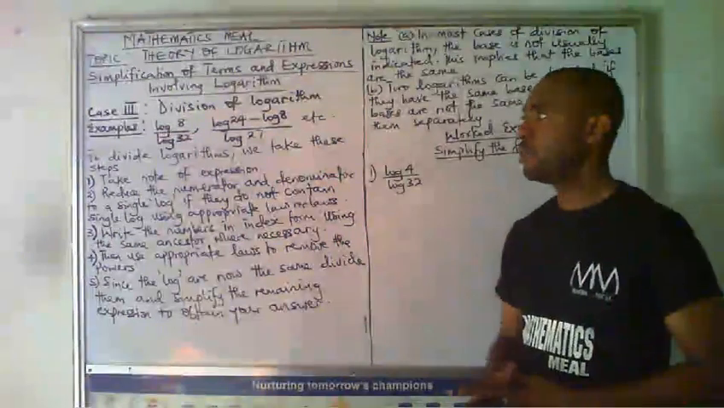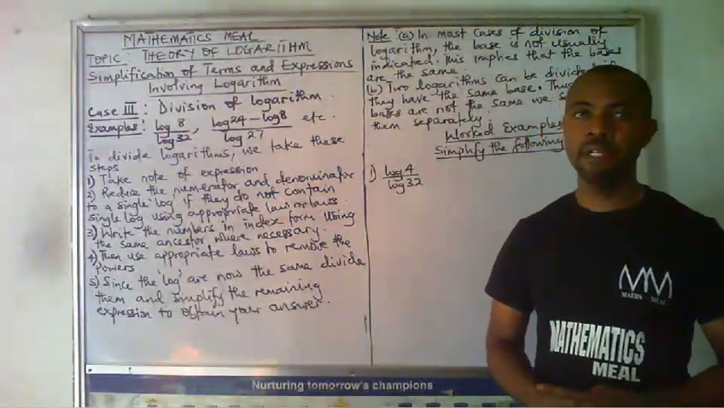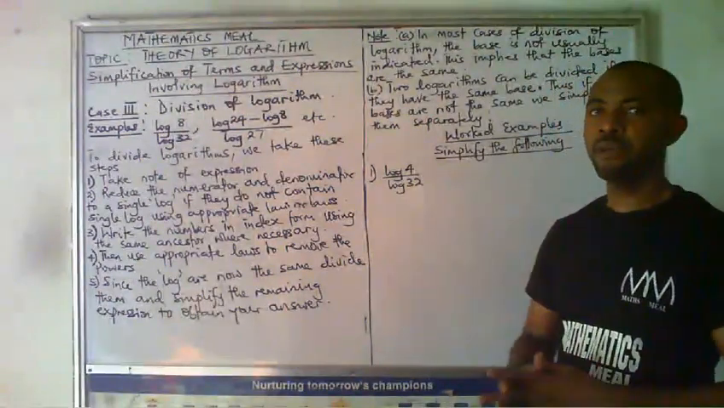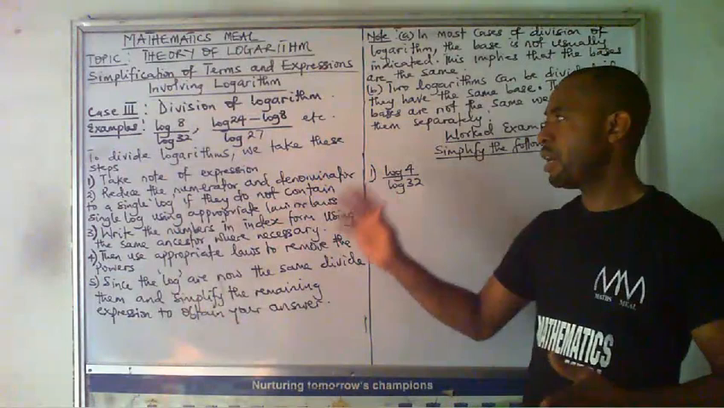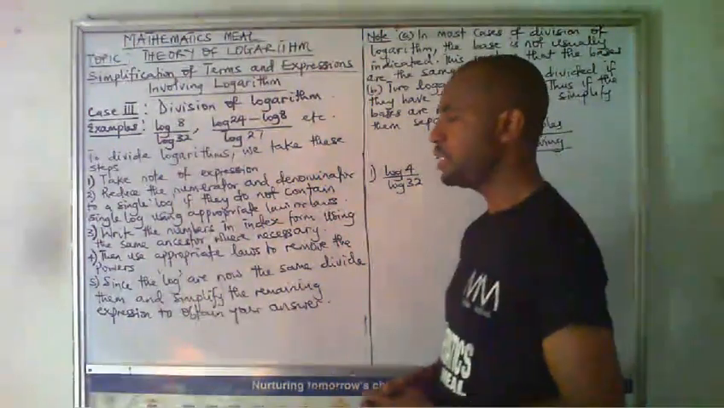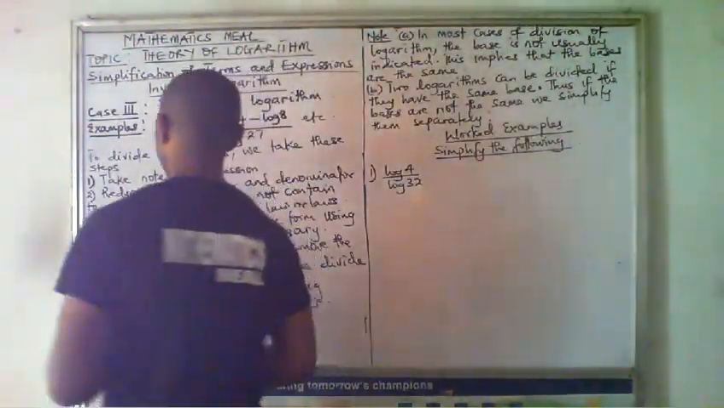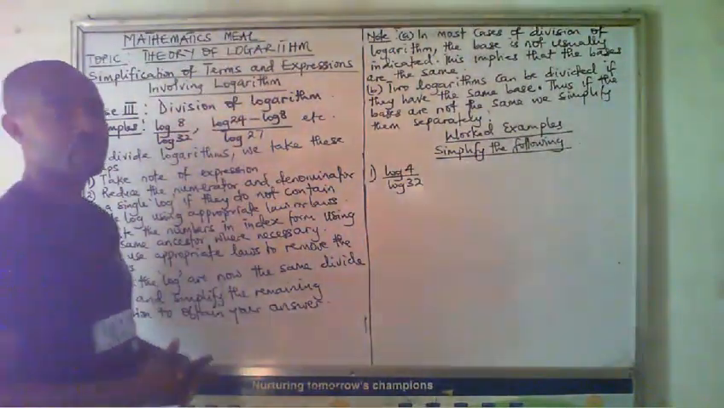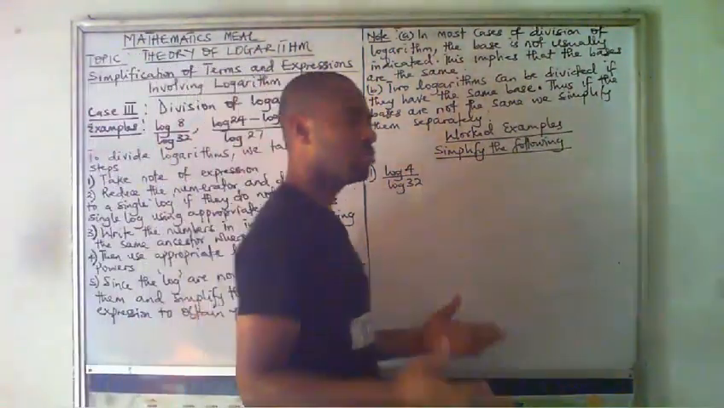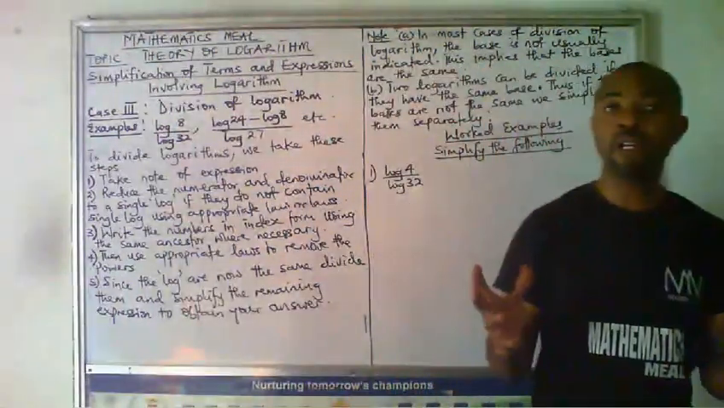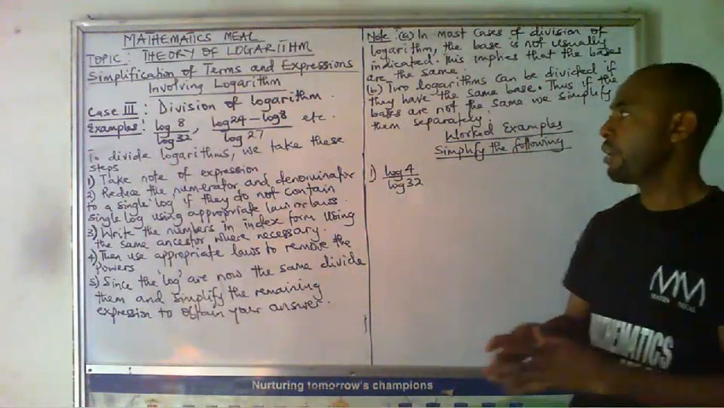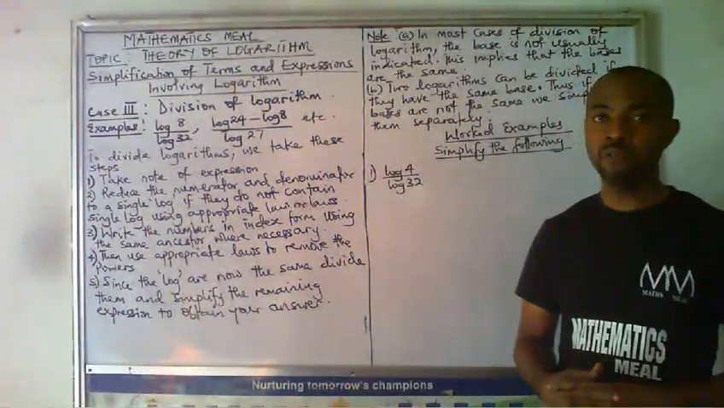So far we have been looking at the theory of logarithm, and we have looked at the meaning. We have also looked at the laws. We have looked at some parts of simplification, and we are now on the last part, which is the third case of simplification of terms and expressions involving logarithm. Now, these questions can also be modified, but no matter the modification, they will just revolve around these three cases that we have looked at.